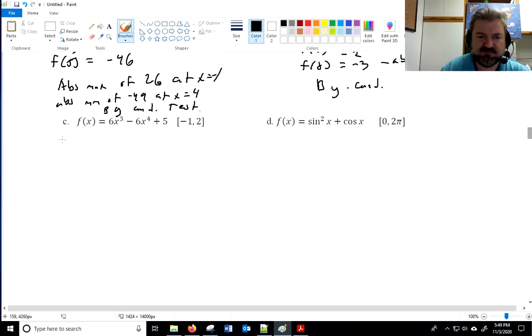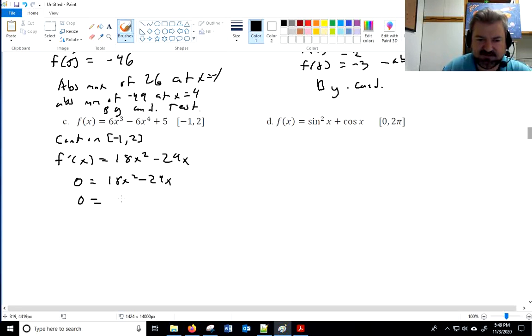This one here, we got again, it's definitely continuous. We know it is continuous on this interval. Clearly, there's no division or square root or log or anything like that. Let's get the derivative and get the critical numbers. This would give me 18x squared minus 24x. And I can solve that equal to 0.